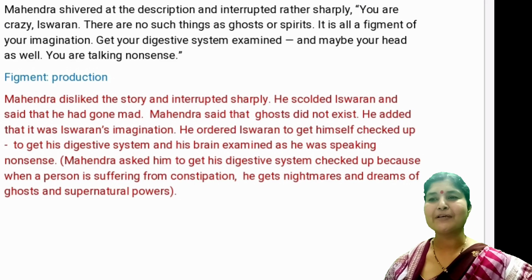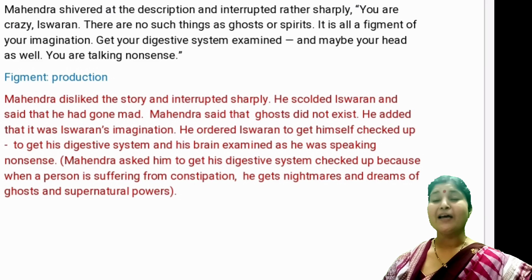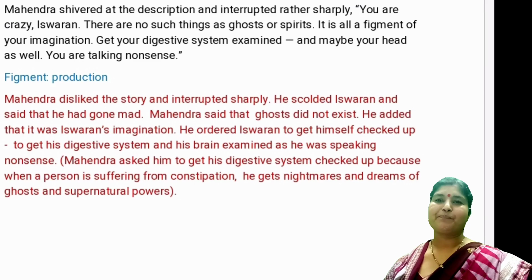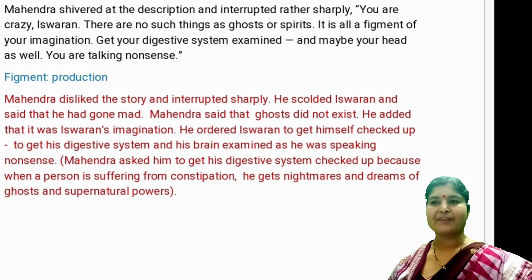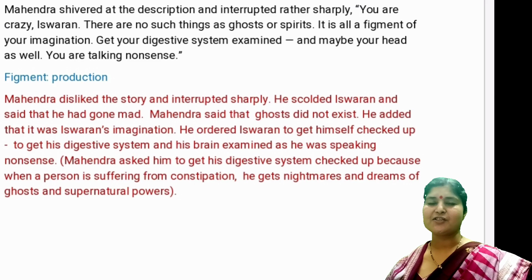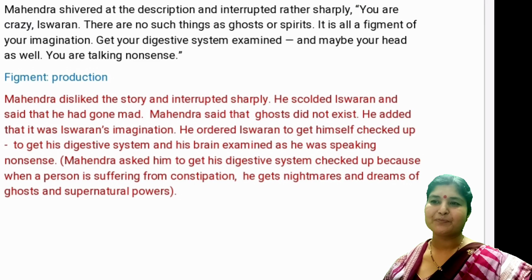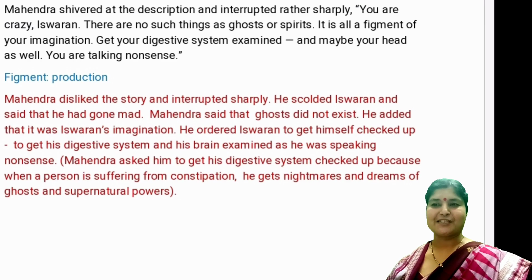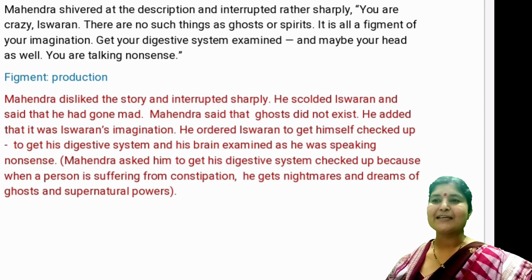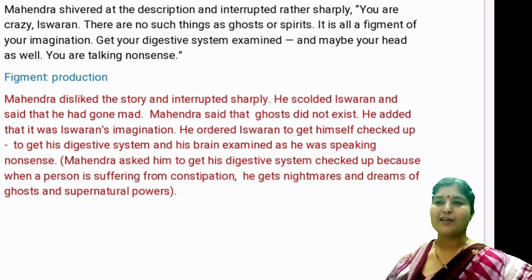Okay. So Mahendra disliked the story and interrupted sharply. He scolded Iswaran and said that he had gone mad. Mahendra said the ghost did not exist. He added that it was Iswaran's imagination. He ordered Iswaran to get his digestive system and at the same time his brain examined, as he was speaking nonsense.